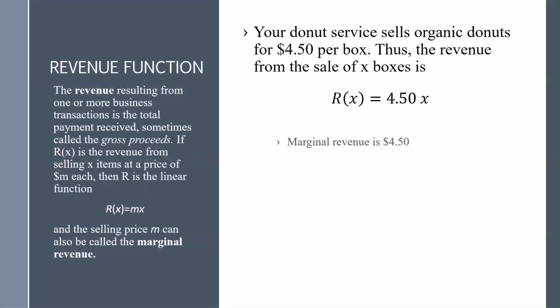The revenue resulting from one or more business transactions is the total payment received, sometimes called the gross proceeds. If R of x is the revenue from selling x items at a price of m dollars each, then R is the linear function R of x equals mx, and the selling price m can also be called the marginal revenue. So if we sell our donuts at $4.50 a box, the revenue is going to be $4.50 times the number of boxes. The marginal revenue here is $4.50.